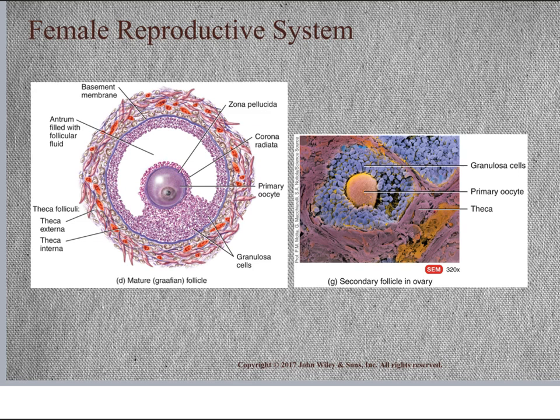We have our granulosal cells persisting. Remember, these cells are going to remain to become that endocrine structure to pump out hormones. The theca externa and the theca interna, again, setting up this follicle. To the right, we have a scanning electron micrograph of the primary oocyte, the thecal cells, and the granulosa cells that are forming that corona radiata surrounding it. Now we will continue with the rest of the female reproductive system in the second part of this lecture.